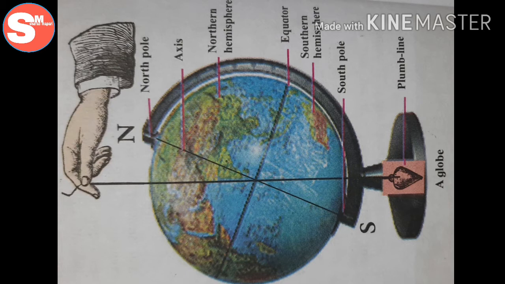The points N and S are called the poles of the Earth. N is the north pole of the Earth and S is the south pole. If a circle were drawn around the surface of the Earth exactly in between the north and the south poles, it would divide the Earth into two equal parts. This imaginary circle is called the equator. The two equal parts it makes of the Earth are called the northern hemisphere and the southern hemisphere respectively.